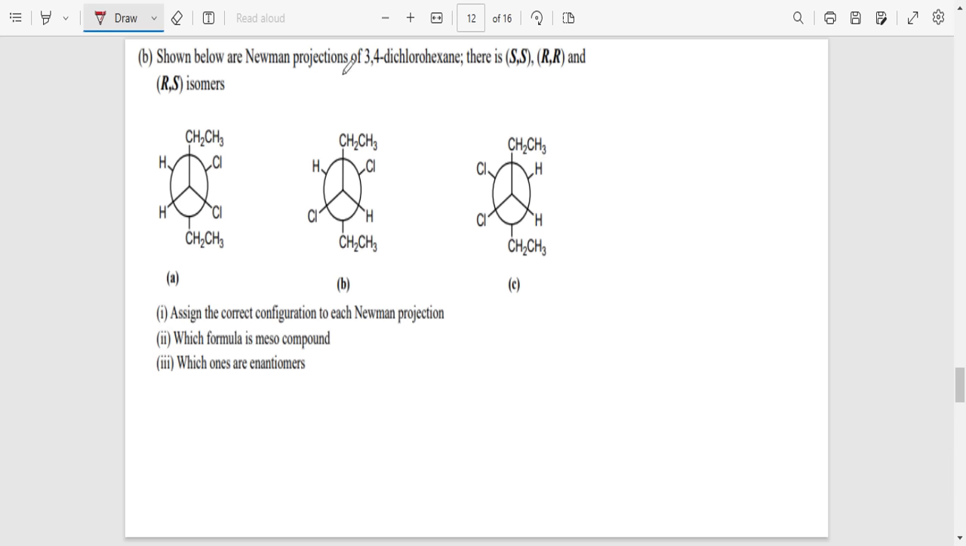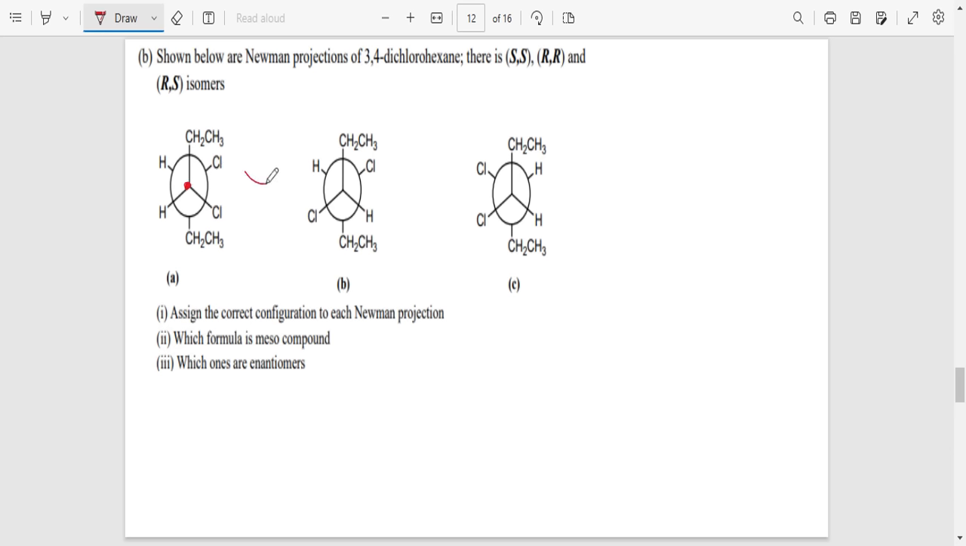Shown below are Newman projections of 3,4-dichlorohexane. There is S,S, R,R, and R,S. Assign the correct configuration to each Newman projection. So here we're going to look at this carbon. You're also going to look at the carbon which is behind. Now, let's say your eye is here. Remember there is this carbon and the carbon at the back, meaning there is a bond between those two carbons, right?